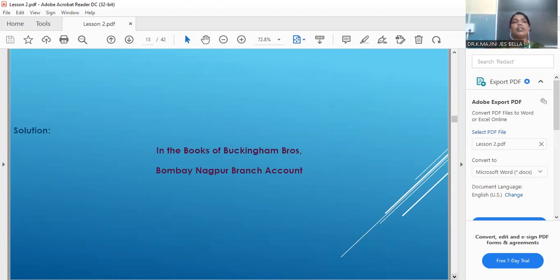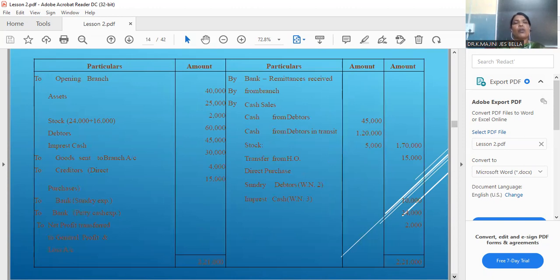Okay. So here I have given the solution in the books of Buckingham Bros, Bombay, Nagpur branch. Head office is in Bombay and the branch is located at Nagpur. Just put two columns on the debit side as well as two columns on the credit side. On the debit side, you should write the particulars column, then the amount column. The credit side also, you should write the particulars column and the amount column. Then we can move to the items.